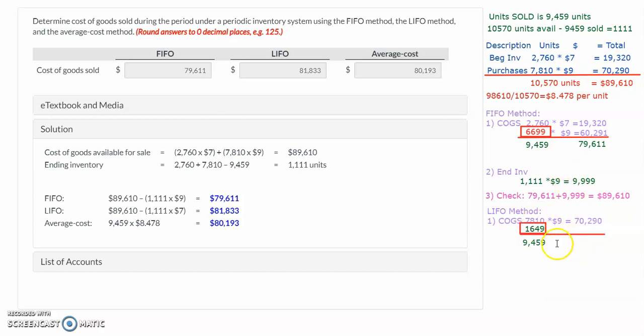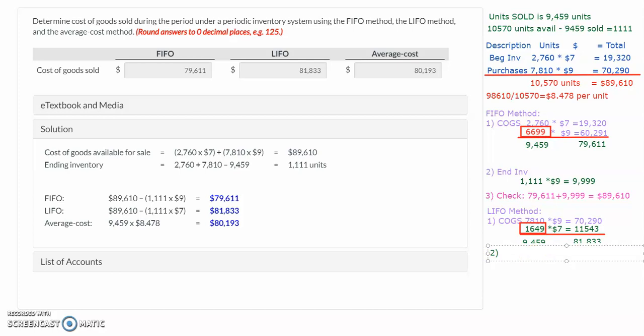And I'm going to multiply that by my $9 cost, or not my $9 cost. I'm going to multiply that by my $7 cost. Because remember, this is the inventory that I bought a long time ago. So that's going to be 11,543. And then all you need to do is add up these two amounts. So your cost of goods sold should be 81,833.